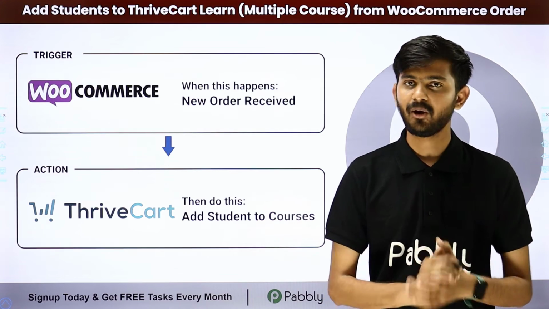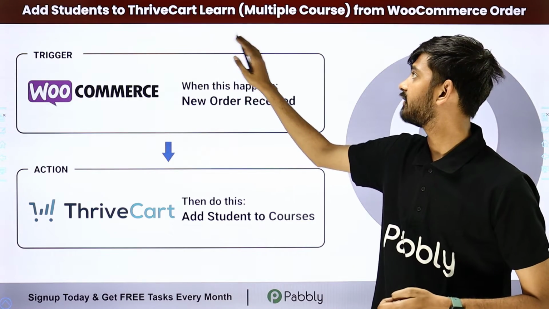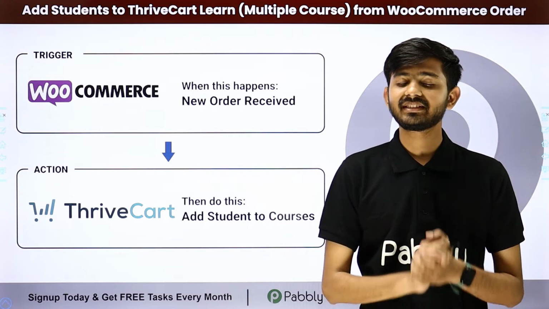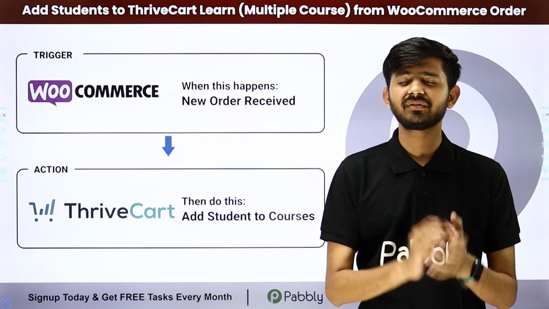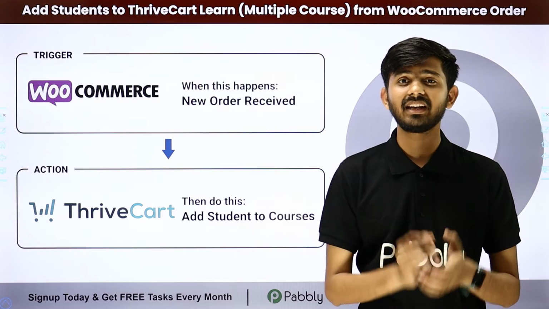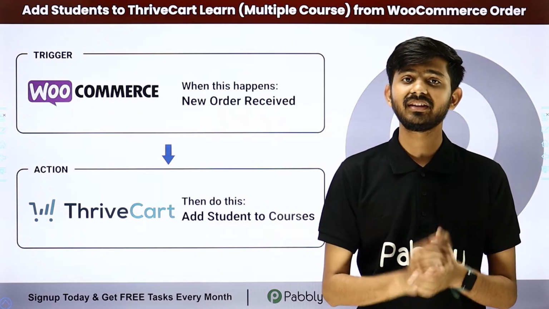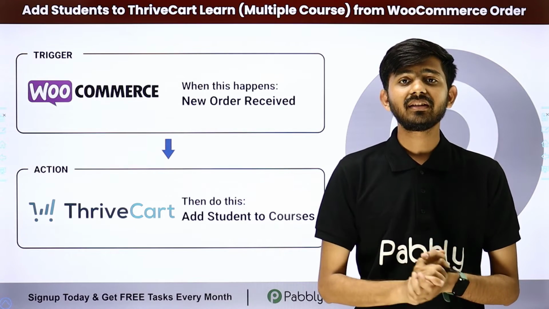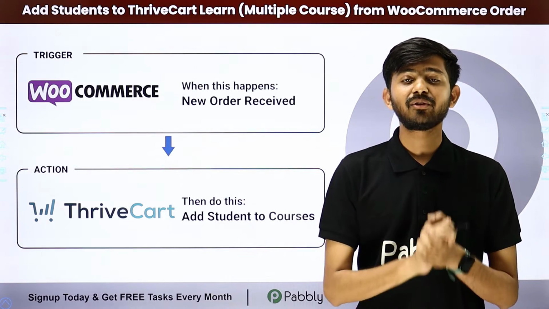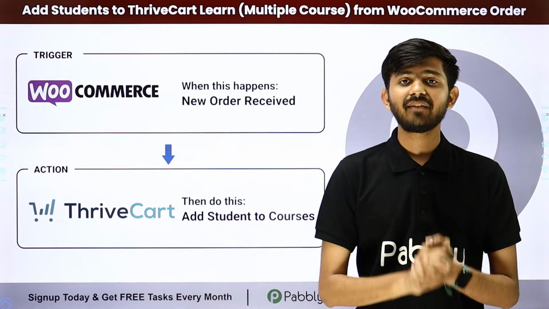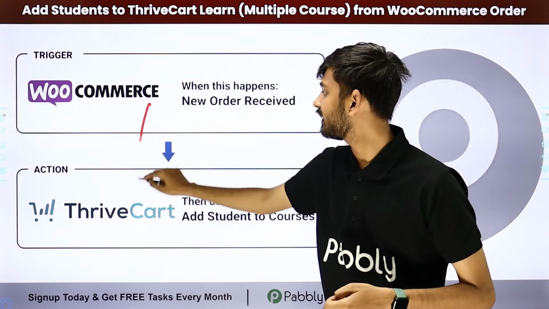Hello everyone, today our topic is how to add students to ThriveCart Learn in multiple courses from a WooCommerce order. My objective is that whenever I receive a new order in WooCommerce with multiple courses, I automatically want to capture the details of that order, and after this I want to add a new student in ThriveCart Learn. After adding the student in ThriveCart Learn, I want to enroll that student in the courses that he has bought in WooCommerce. So for that I have to build a connection between WooCommerce and ThriveCart.